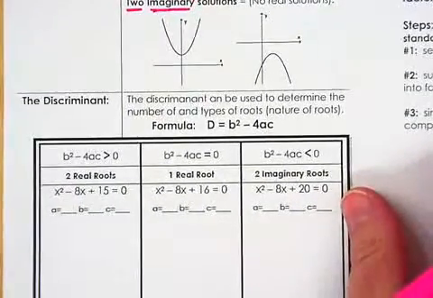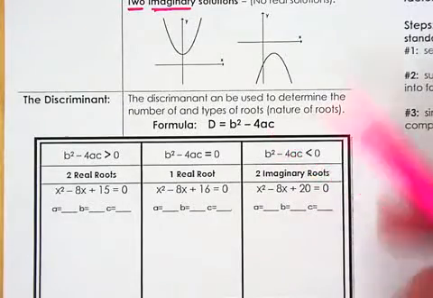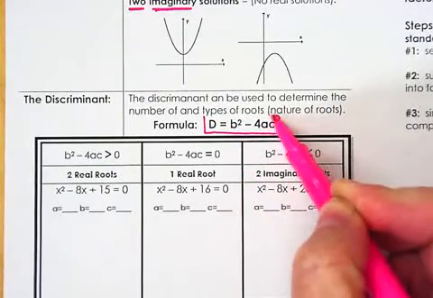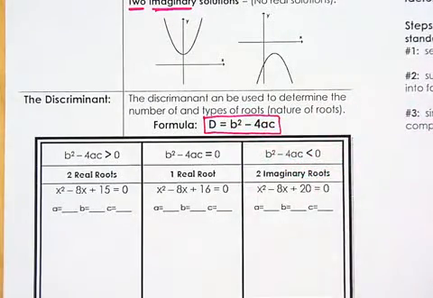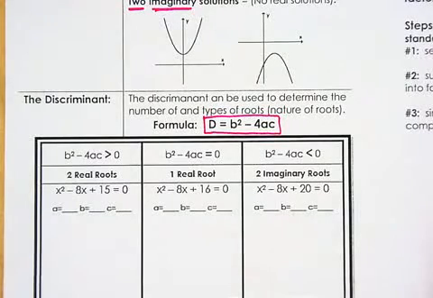The discriminant is the formula d equals b squared minus 4ac. This is the formula that we're going to use to determine the number and the types of roots for a given quadratic equation. Now this comes from a quadratic equation in standard form.